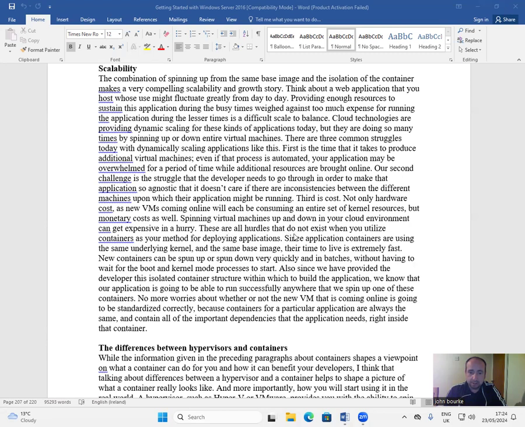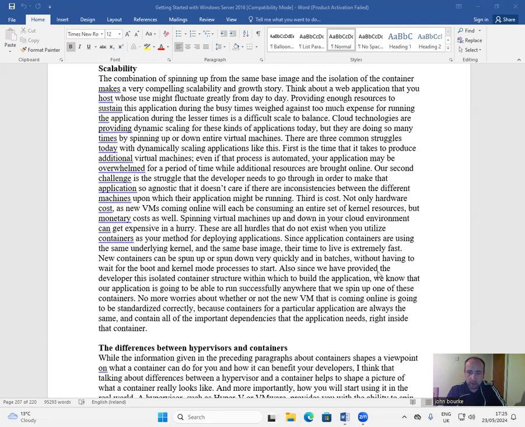These are all the hurdles that do not exist when you utilize containers as your method for deploying applications. Since application containers are using the same underlying kernel and the same base image, their time to live is extremely fast. New containers can be spun up or down very quickly and in batches without having to wait for the boot and kernel mode process to start.